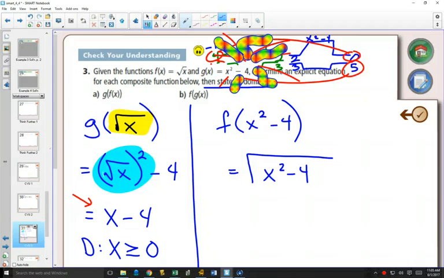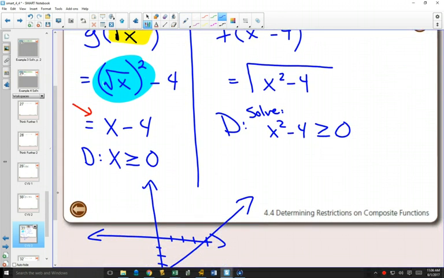What does that look like? Well, the domain here, now we have that the inside, x squared minus 4, has to be bigger than or equal to 0 because we can't take the square root of a negative number. So we have to figure this out. In order to find the domain, we need to solve this inequality.